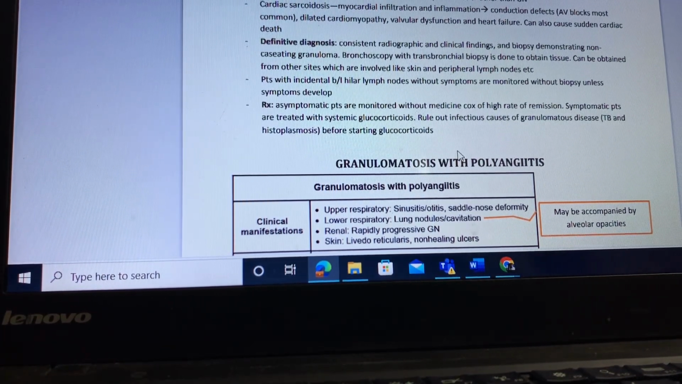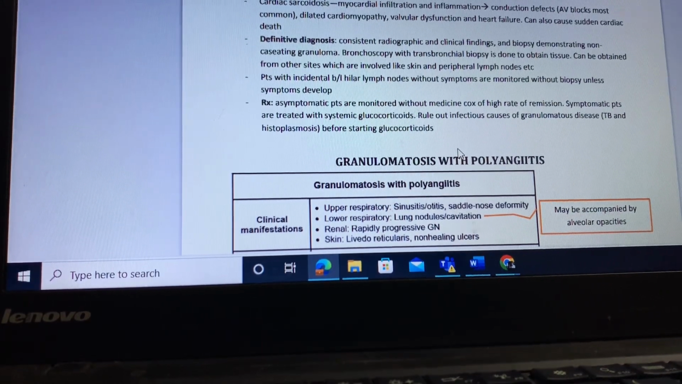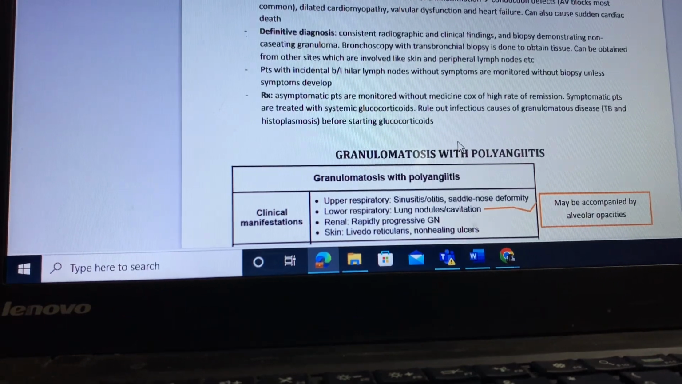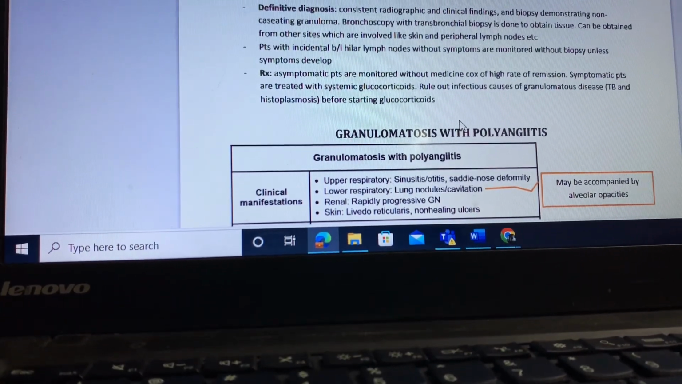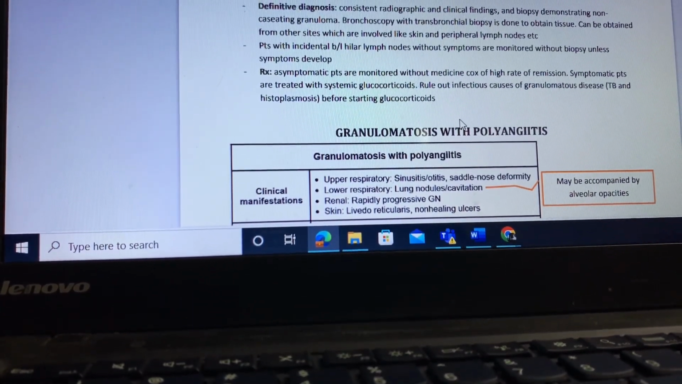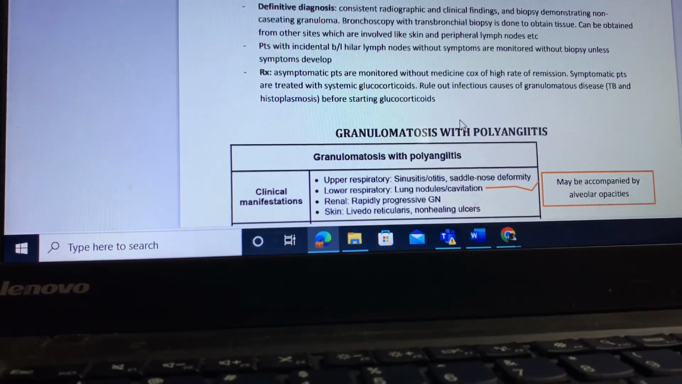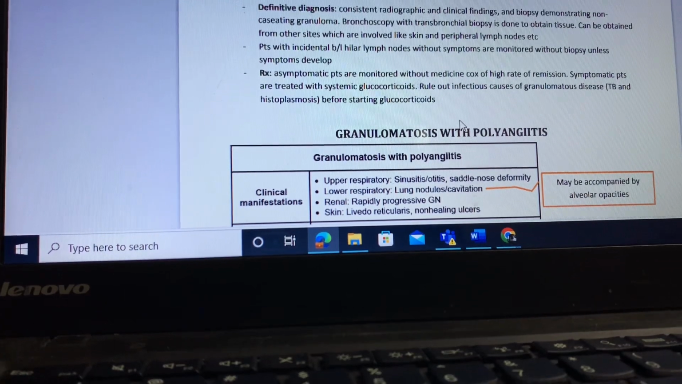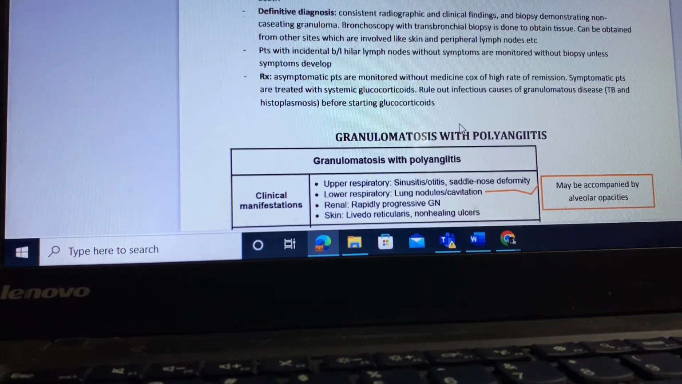What is cardiac sarcoidosis? Cardiac sarcoidosis involves myocardial infiltration and inflammation, which leads to conduction defects of the heart, like AV blocks. AV blocks are the most common. There could be dilated cardiomyopathy, valvular dysfunction, and heart failure. This can also lead to sudden cardiac death in patients with sarcoidosis.